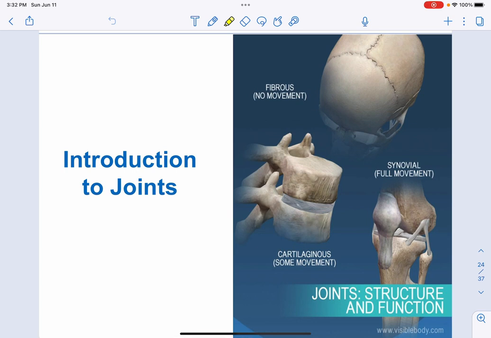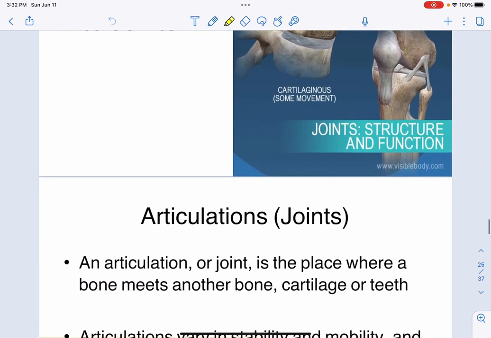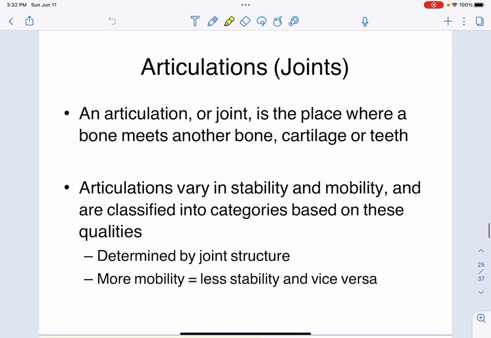This is where two bones come together. All right, so articulations. An articulation, or a joint, is the place where a bone meets another bone. It can also be where a bone meets cartilage or also teeth, which I'll go on to show you.